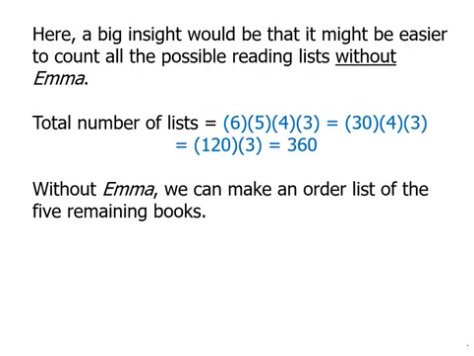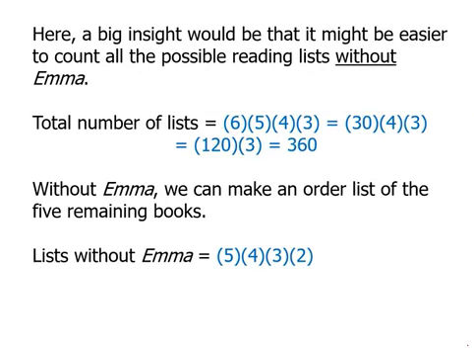Without Emma, we can make an ordered list of the 5 remaining books. So for the first book, I'd have 5 choices. For the second book, I'd have 4 choices, then 3, then 2. 5 times 4 is 20, times 3 is 60, times 2 is 120. And that's the value of Q. That's the number of orders that do not obey the restriction that we want to obey.